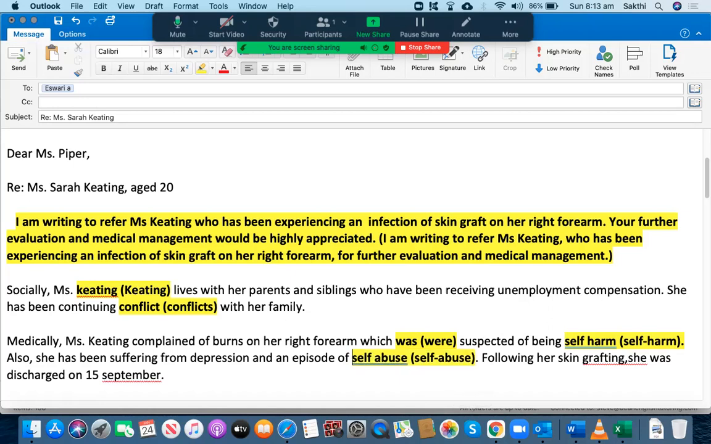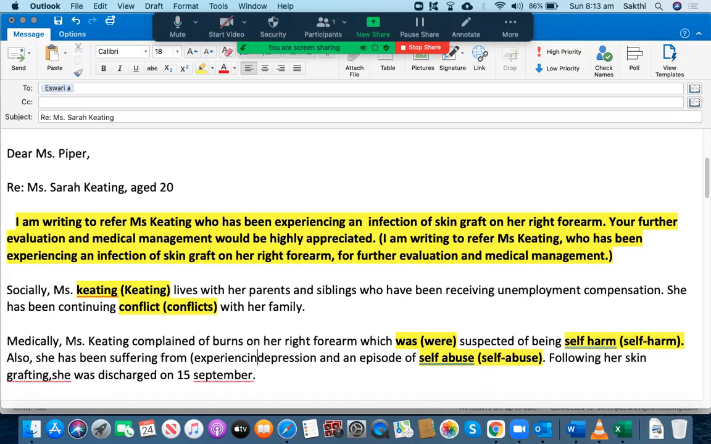Right. This one, she has been suffering from... It's better to use something else, because this is the informal word. So she must have mentioned she has been experiencing. Instead of writing suffering from, it's better to use experiencing. Okay, depression and an episode of self-abuse.